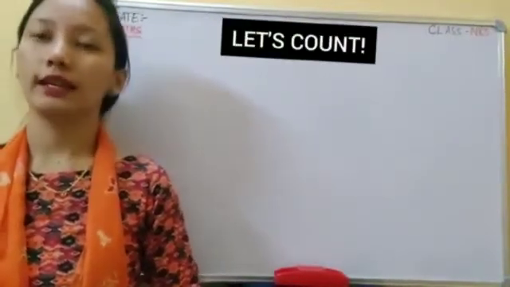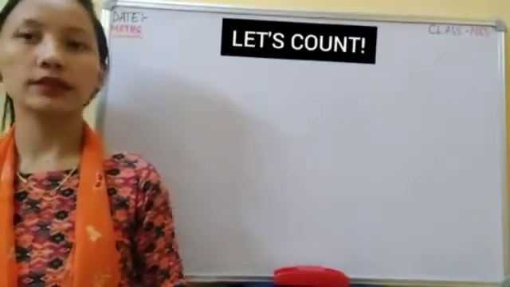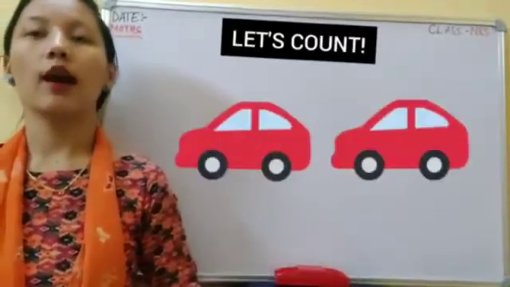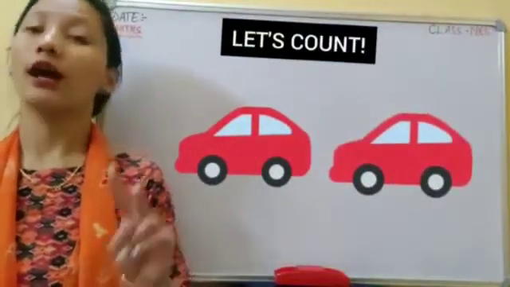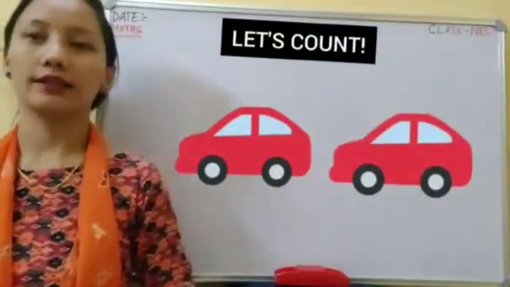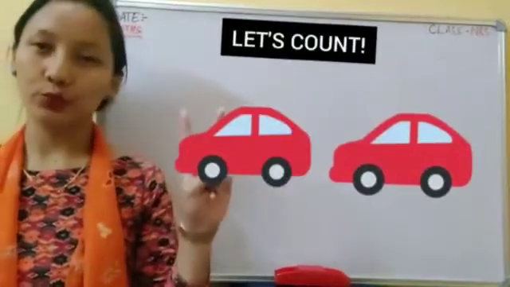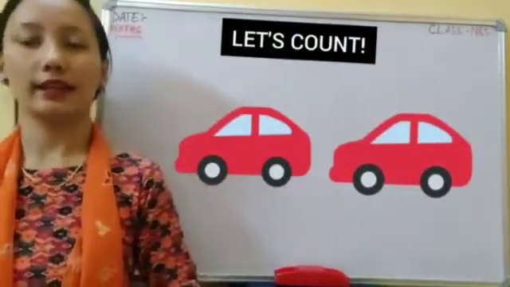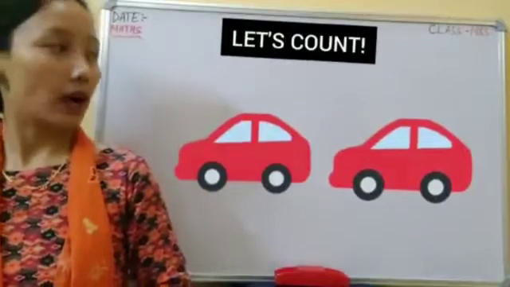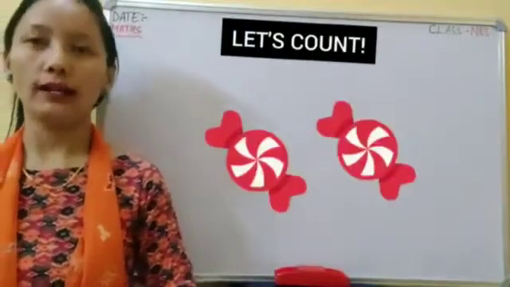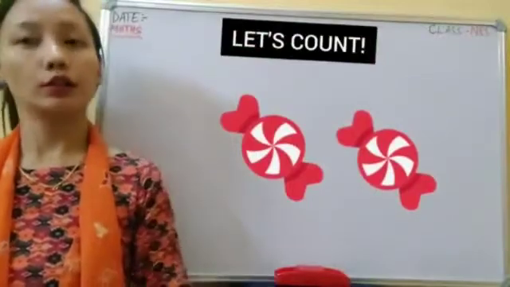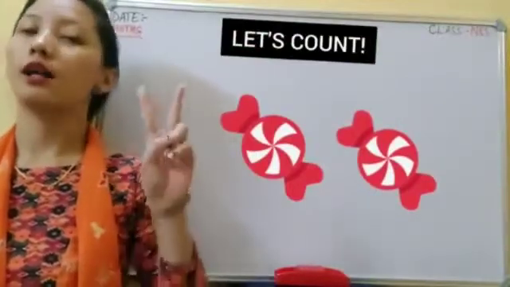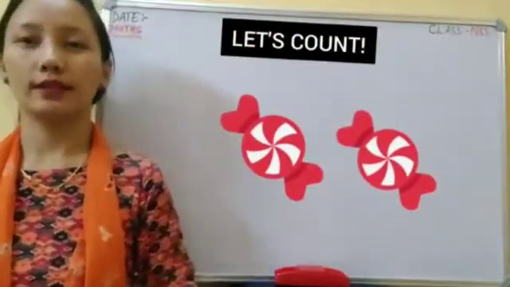Okay? Yes, now count these pictures given here. 1, 2. 2 cars. 2 cars. Next, count these. 1, 2. 2 toffees. 2 toffees.